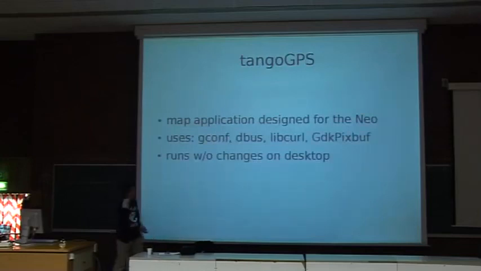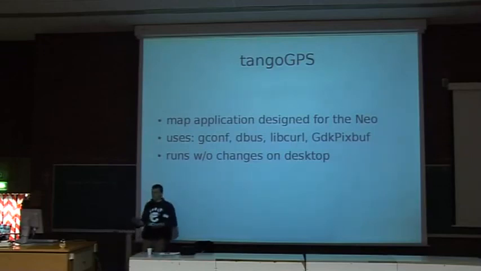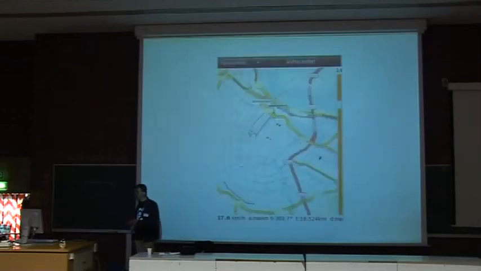Okay, so a few words about tangogps. It's actually just a mapping application which is designed for the Neo. And it uses gconf, dbus, libcurl, and GdkPixbuf stuff, just to give you an idea what I'm using in it. And I'm developing on the desktop and just making the cross-compile later on. So without anything, I just develop on Ubuntu, make my distribution, have my tarball, and OpenEmbedded just does the rest for you. So nothing big.